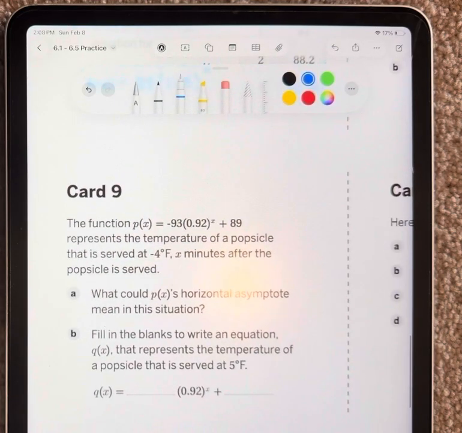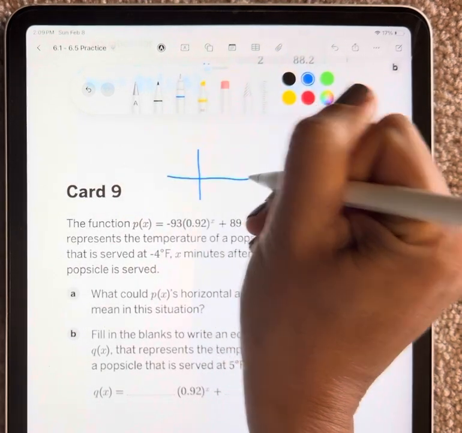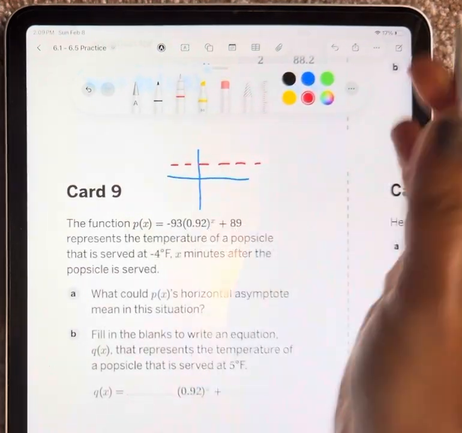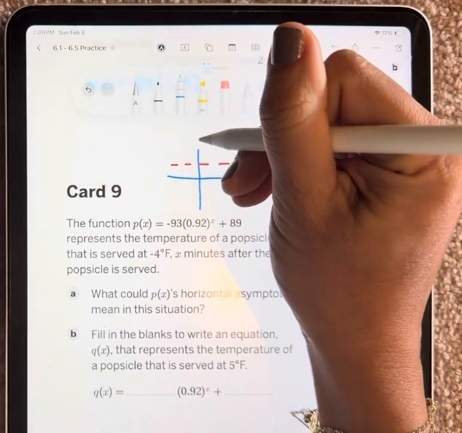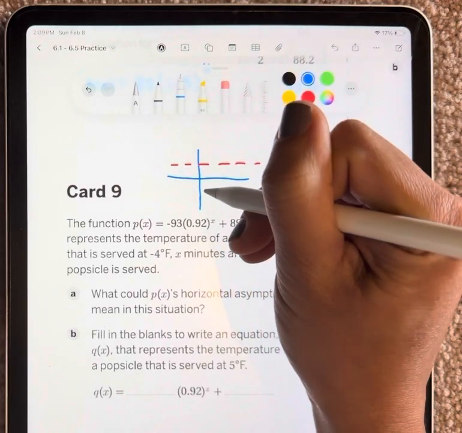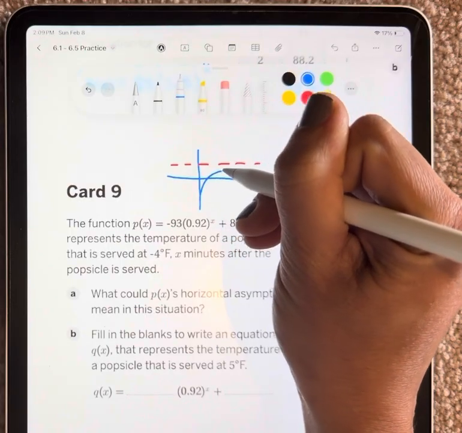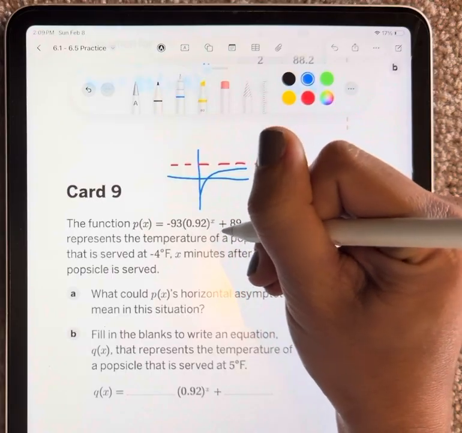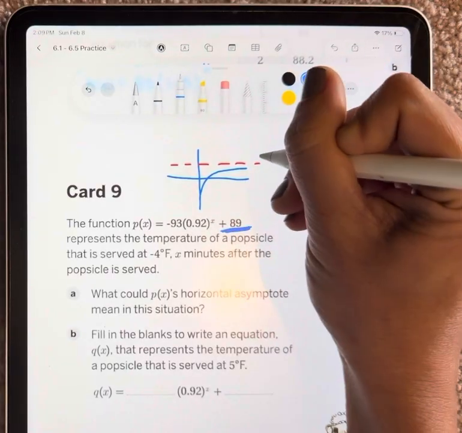Okay, card number 9. Ooh, it's that cocoa sitch, except now we're looking at popsicles. So things will be different, all right? The cocoa was poured at a hot temperature and it cooled off. These popsicles start at a cold temperature and they heat up, all right? We're still going to be approaching this asymptote of whatever that number is. So that part is not different.